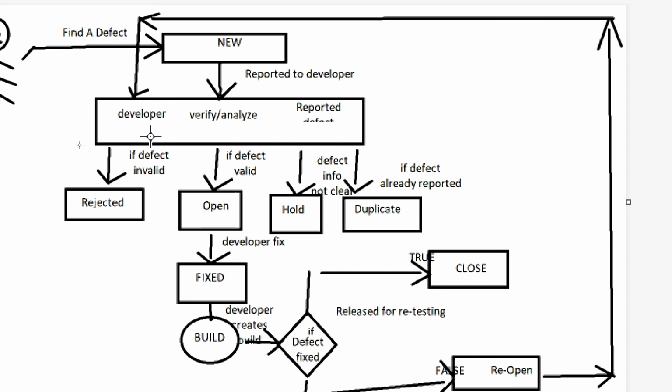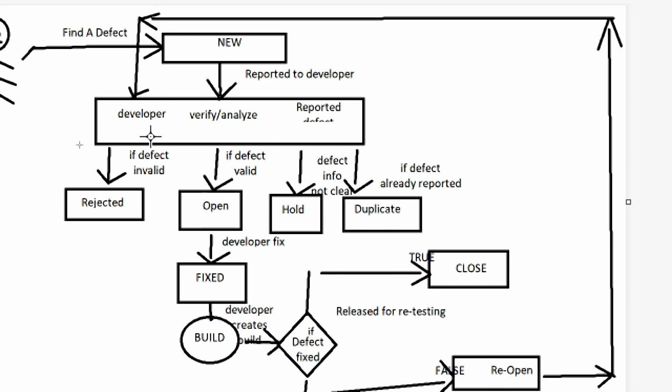To know that, as a tester we have to retest. If after retesting the defect is working fine as expected, we close the defect. If it is not working properly after retesting, we have to reopen the defect and assign it back to the respective developer.